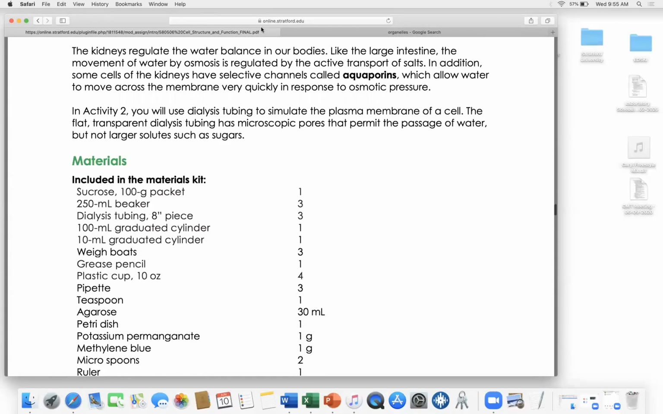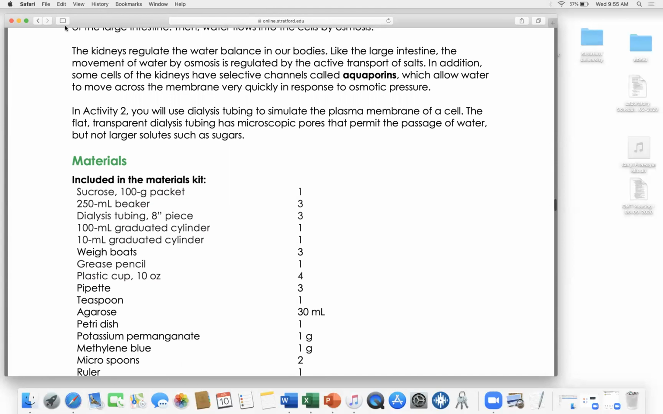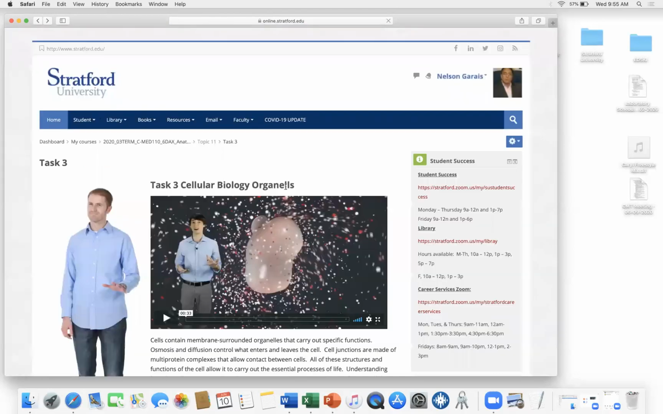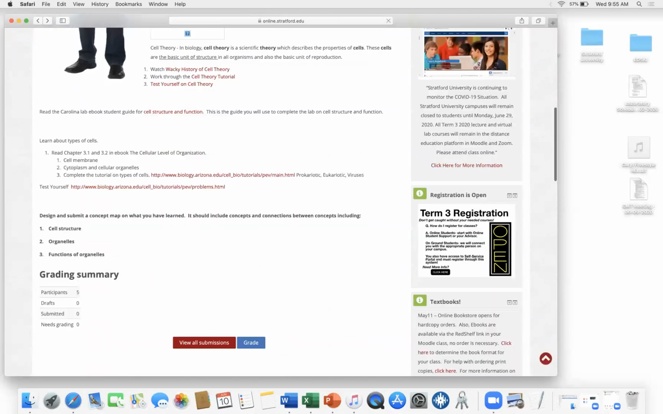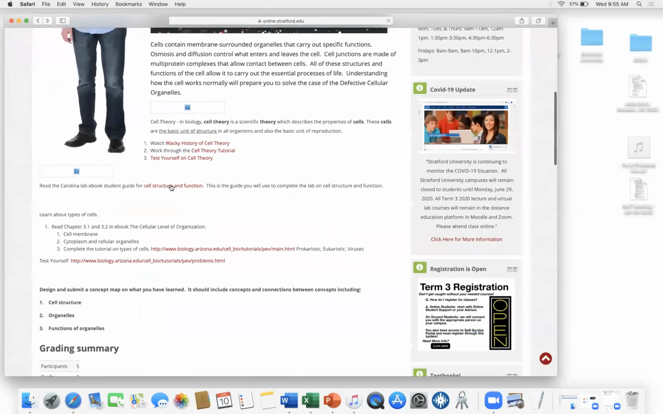So with that being said, that's osmosis and that's diffusion. And the difference between the two is osmosis deals with, what do you call that? Diffusion through a semi-permeable, semi-selective membrane. And we got all of that from this cell structure and function in your task.